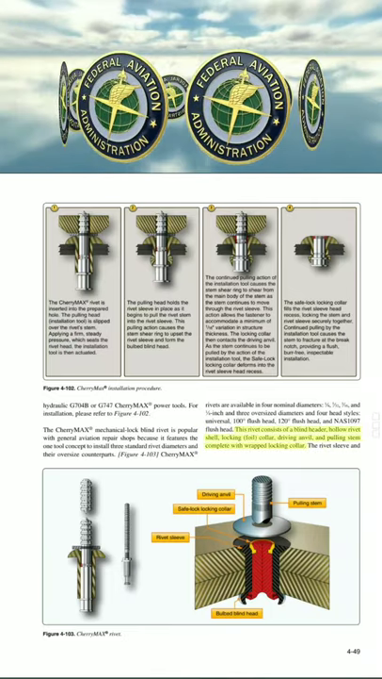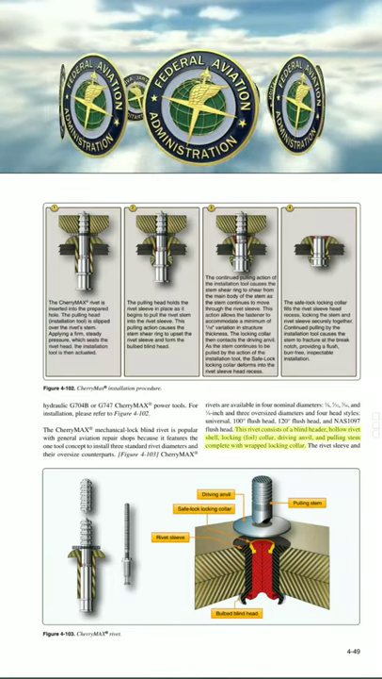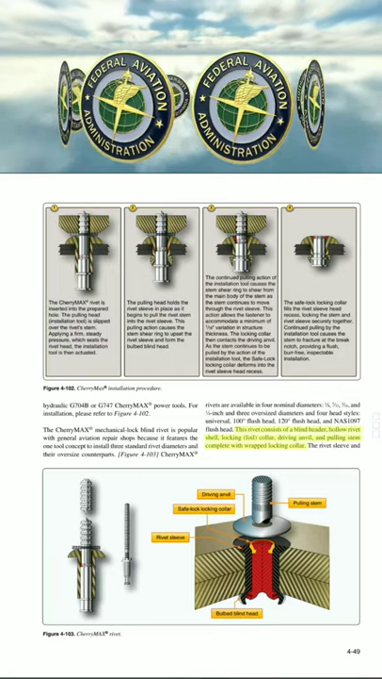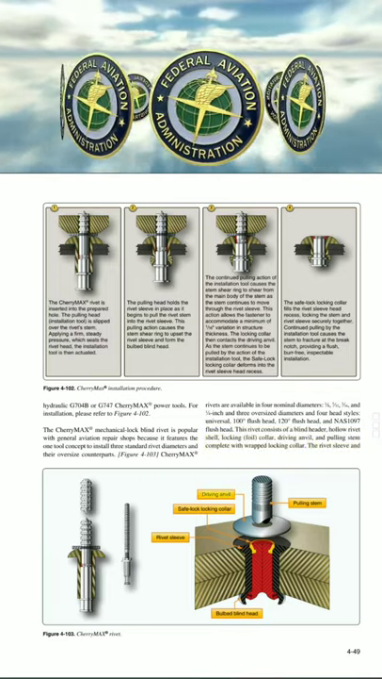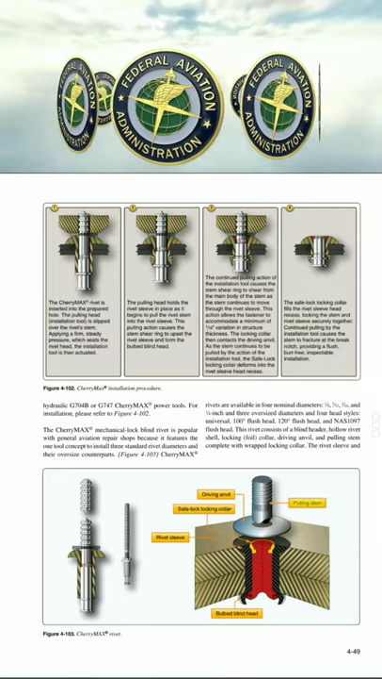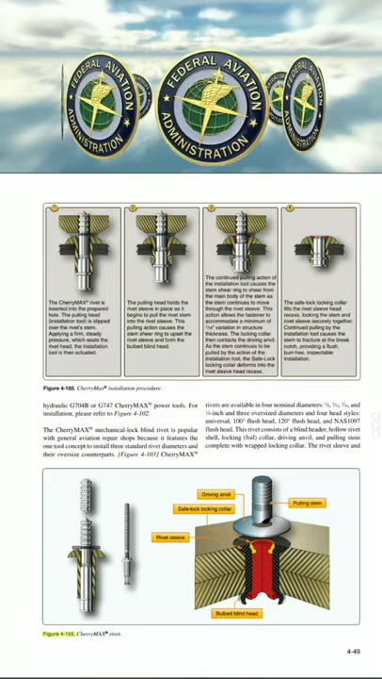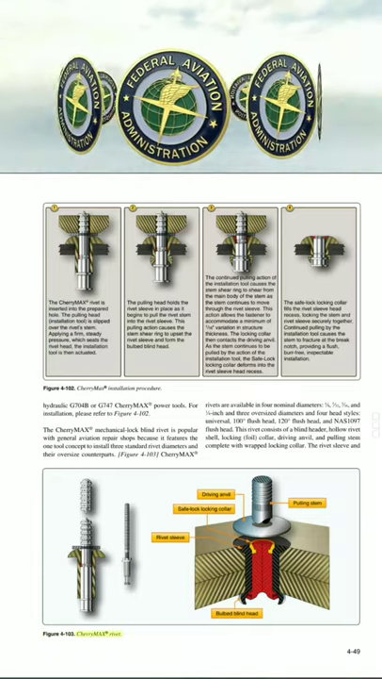This rivet consists of a blind header, hollow rivet shell, locking collar, driving anvil, and pulling stem complete with wrapped locking collar. The rivet sleeve and driving anvil. Safe lock locking collar. Pulling stem. Rivet sleeve. Bulb blind head. Figure 4-103. Jerrymax registered rivet.